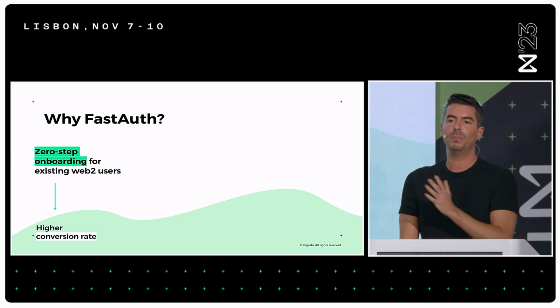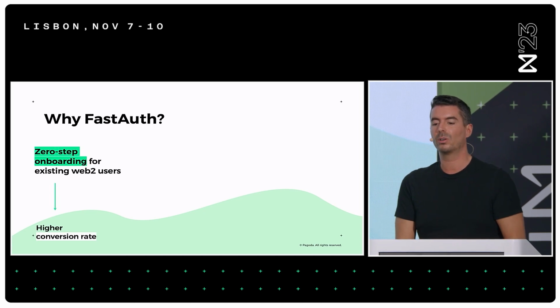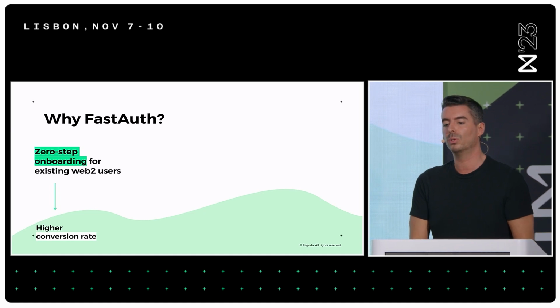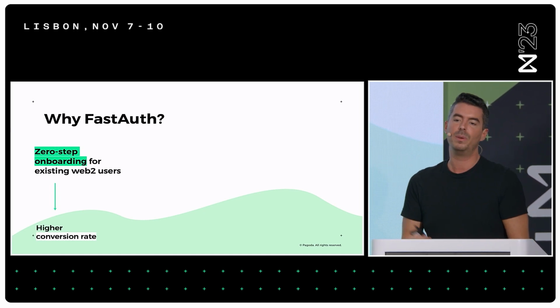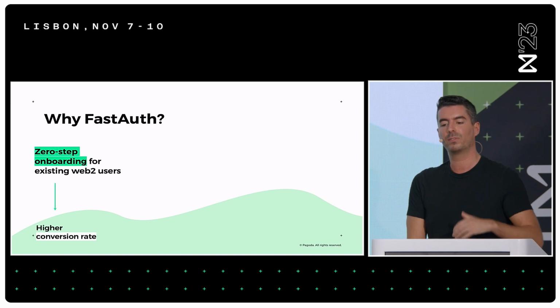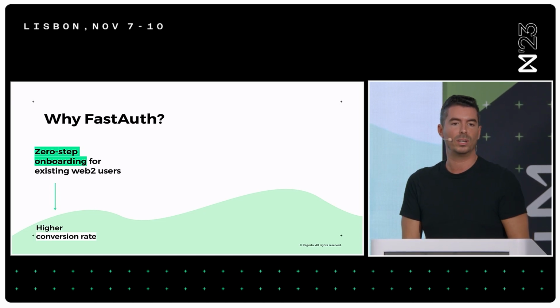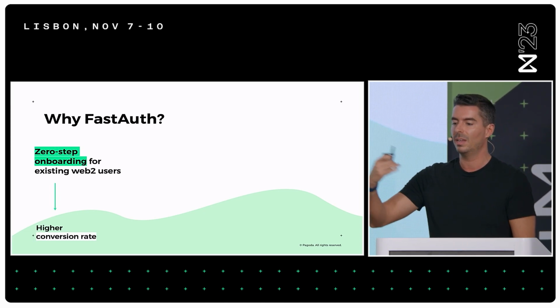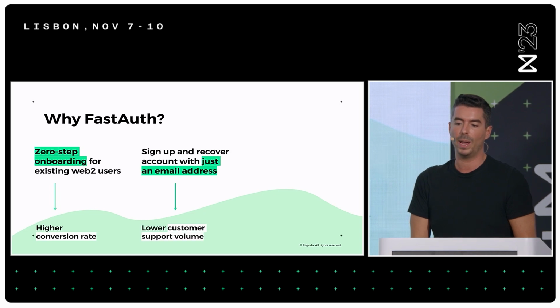I'm going to talk about 3 main features. The first one we call zero-step onboarding. This basically means that if you have an existing user base in Web2, you can just create wallets for all of them instantaneously. You don't have to ask them to write down their seed phrase or anything like that. And so you have a much higher conversion rate because they don't need to do anything. They just need to log in and they'll have a Web3 wallet right away.